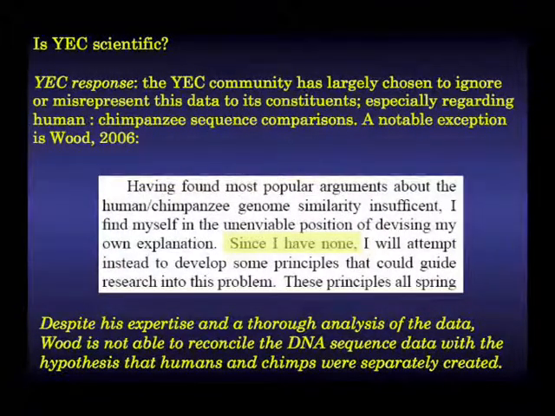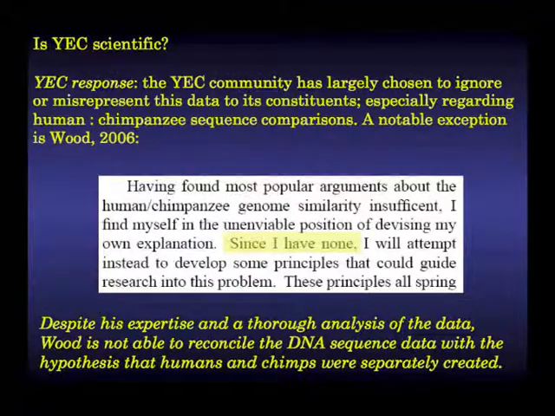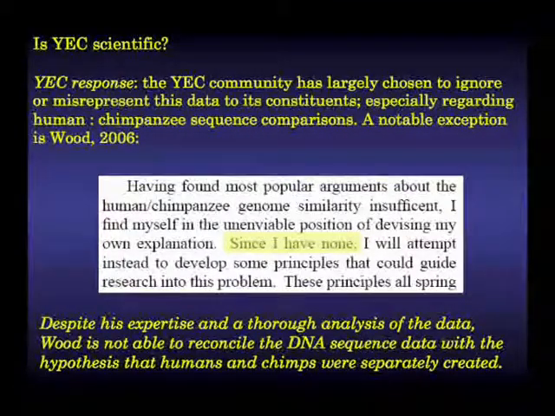He also says, I've found most popular arguments about the human-chimpanzee genome similarity insufficient. I find myself in the unenviable position of devising my own explanation. Since I have none, I will attempt instead to develop some principles that could guide research into this problem. So he's basically saying, yeah, the data right now is problematic from a young Earth perspective.